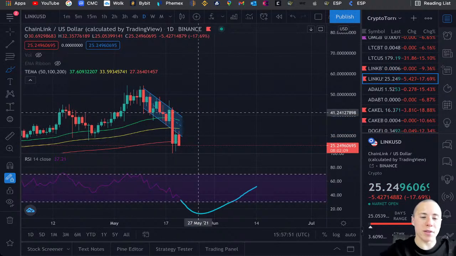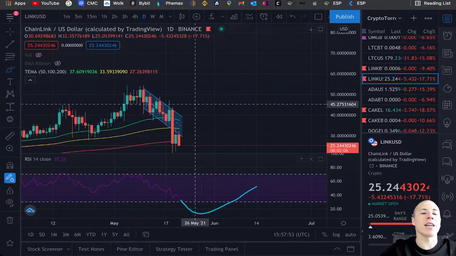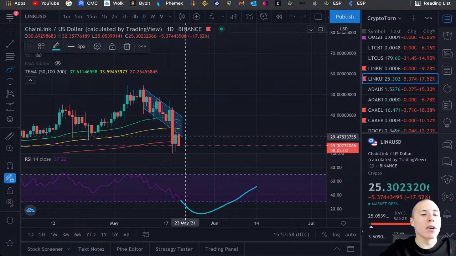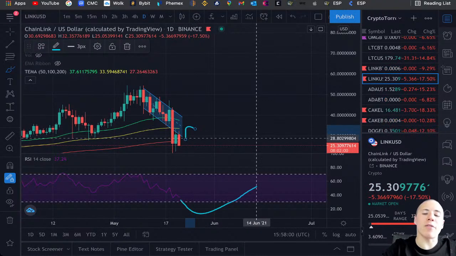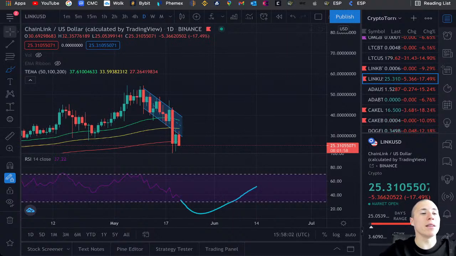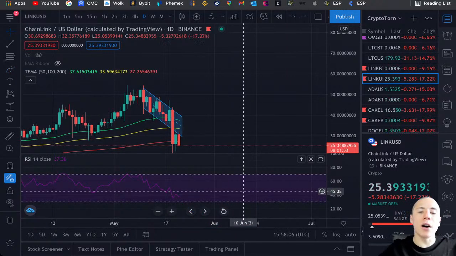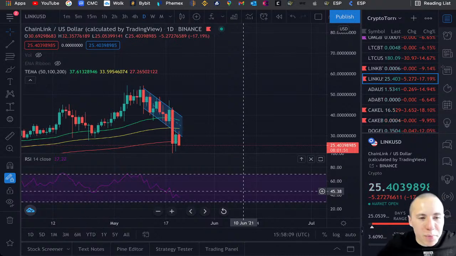And if this happens, we won't see Chainlink go below the 200-day moving average, and maybe even go above the 100-day moving average and find support on top of the 100-day moving average, instead of going below the 200-day moving average, as I discussed before.